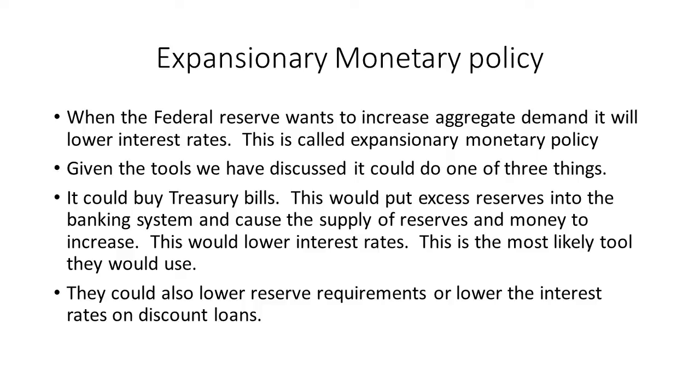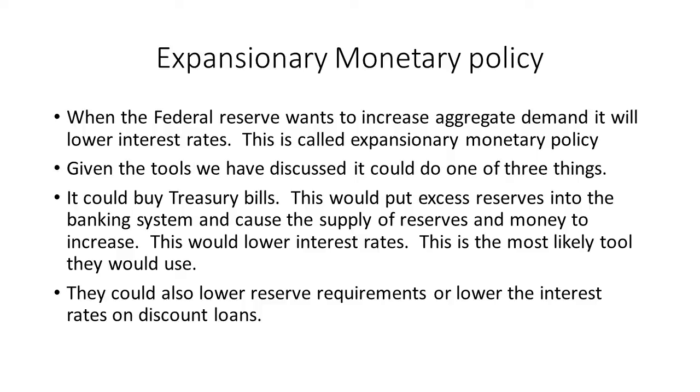With expansionary monetary policy, the Federal Reserve wants to increase aggregate demand, and to do that they will lower interest rates. That's the reason we call it expansionary, because it expands demand, it increases demand, however you want to look at it. Given the tools we've discussed, it could be done in one of three ways. First, they could buy Treasury bills. Buying Treasury bills puts reserves into the bank. Then that gives them money to loan. This would put excess reserves into the banking system and cause the supply of reserves and money to increase.